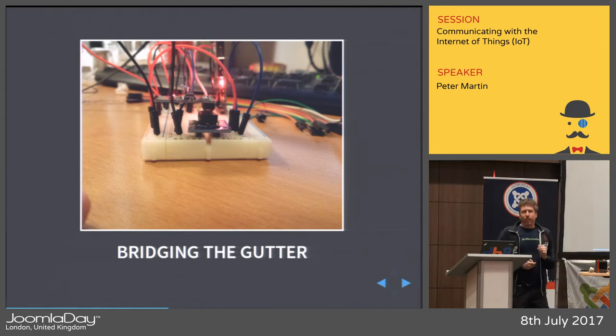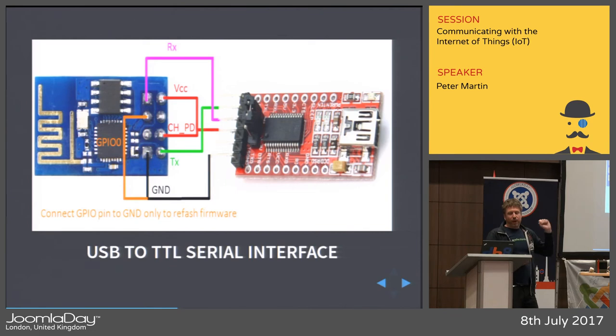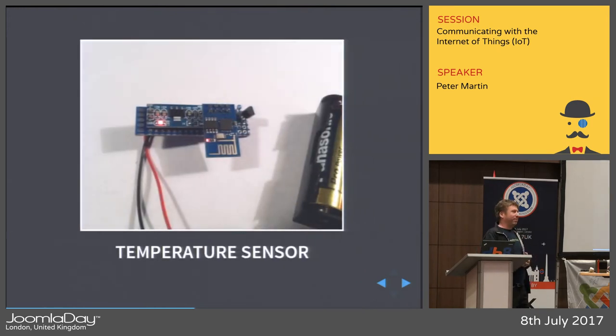So if you want to put your own program on this machine, you need something from your computer to this device. And it's called a TTL serial interface. And you have to connect the pins to the right pins. And it's a bit tricky, but if you are able to do this, you can also just flash it. So here you can see some commands that I used to flash the program, which I don't show you here, but I ended up with a temperature sensor.